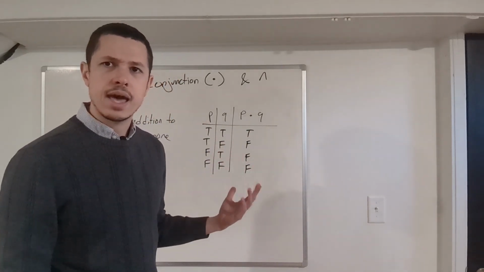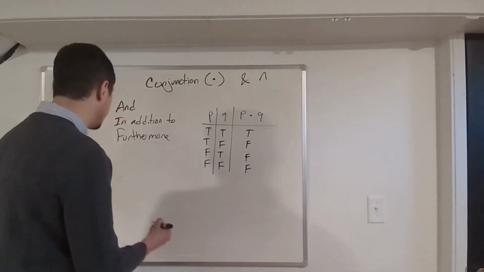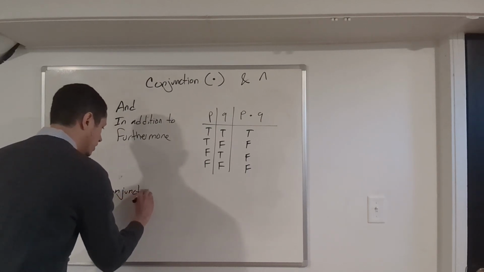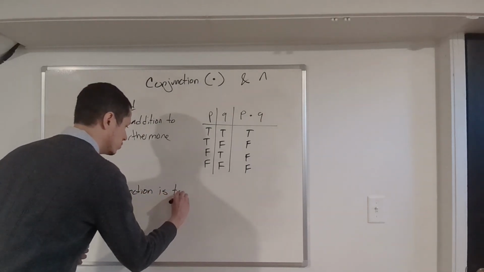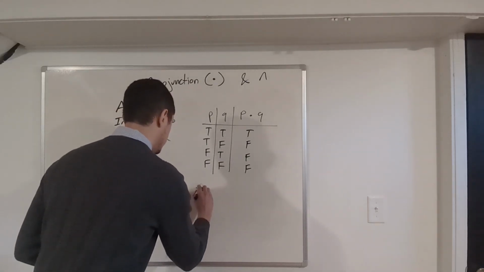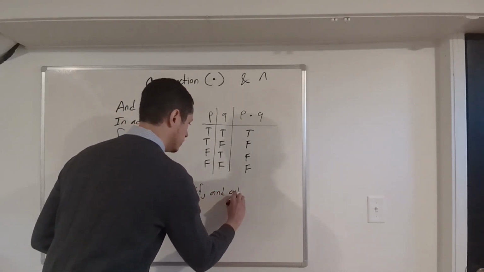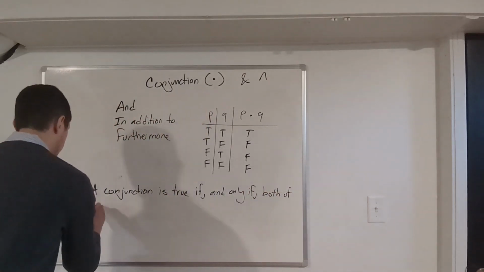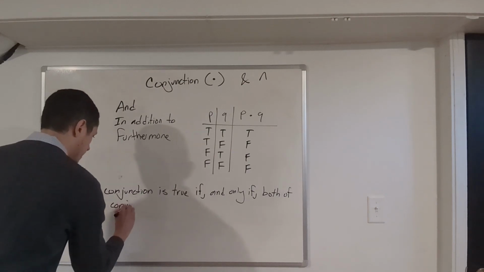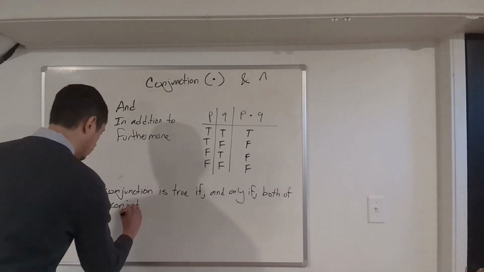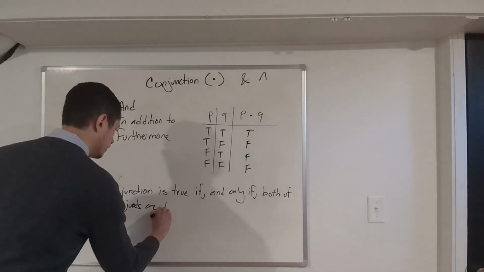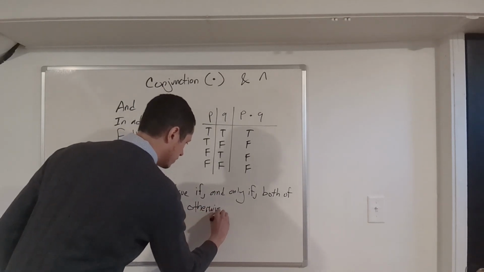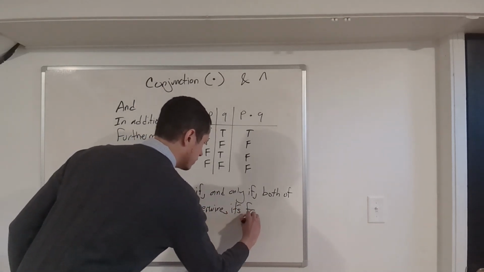We actually formalize that as a definition, right? So let me write that down. So a conjunction is true if and only if both of its conjuncts are true. Otherwise, it's false.